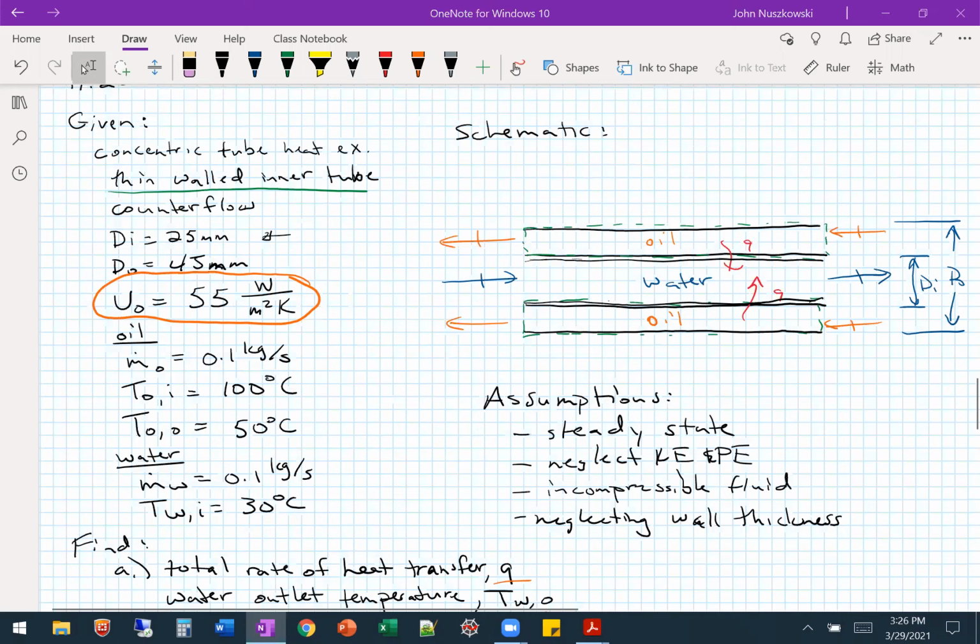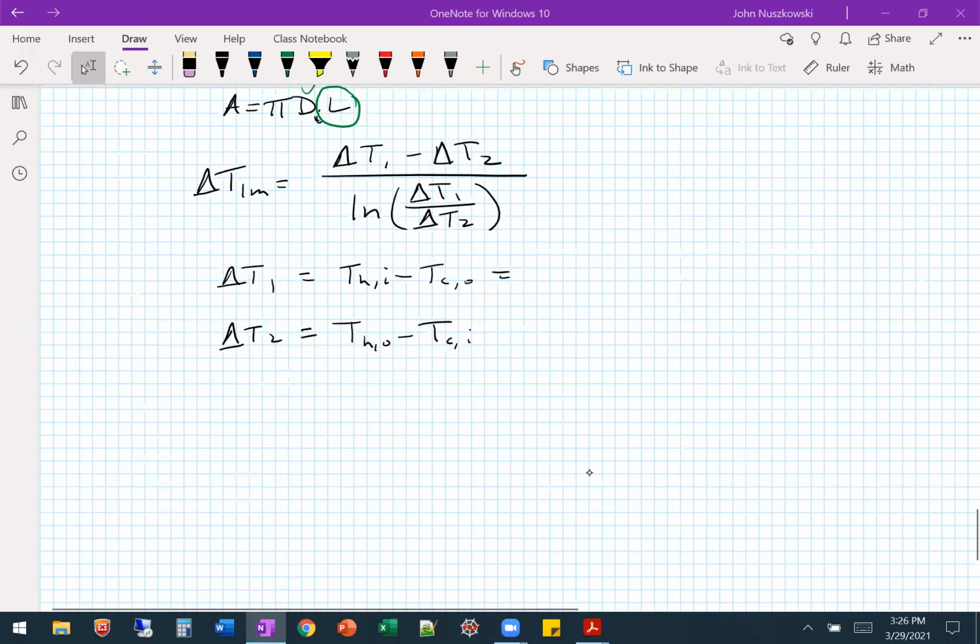The oil's hot and the water's cold, so we're transferring heat from the oil to the water. The oil's considered the hot fluid, the water's considered the cold fluid in this problem. So that would make oil inlet, water outlet, oil outlet, water inlet, okay? And we have all the temperatures because they were given or we solved for them.